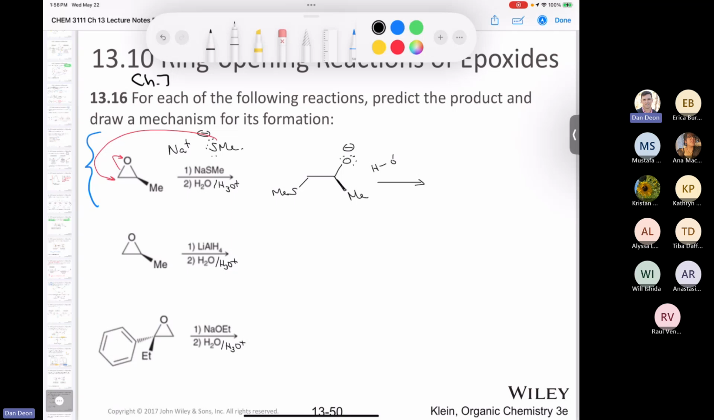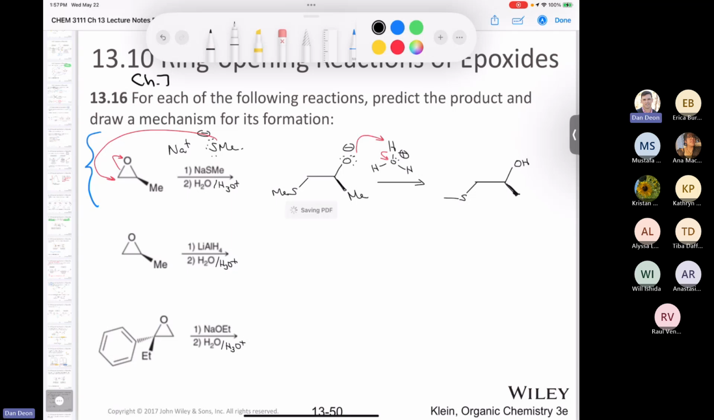Again, you could use water. In the textbook now, he uses hydronium, so I'll use that. So we do a proton transfer, and then we end up with our final product, which is going to look something like this. Here's our alcohol. There's our methyl group, like this, and then we have our sulfur and our methyl. I'll draw it as a bond line structure like that, and there you go. So that's the product. All right.